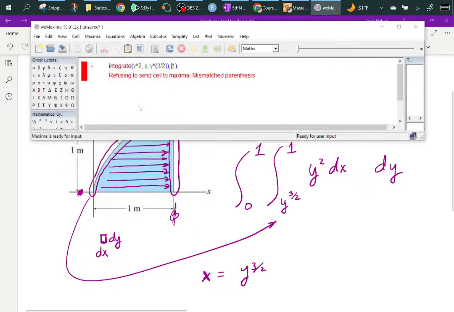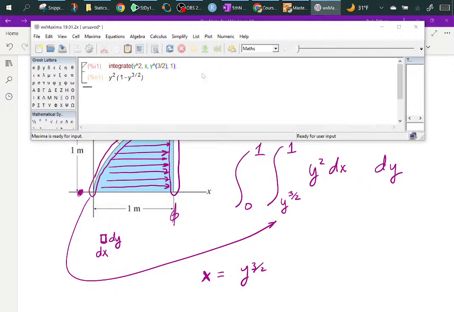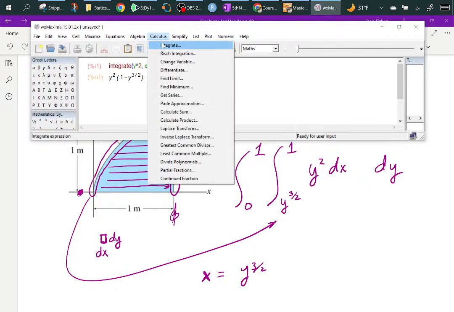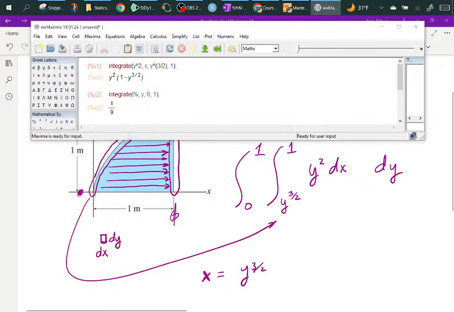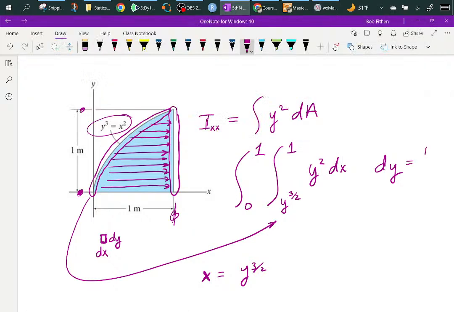Now watch what happens. Oops, I did that again. I need to watch that because it closes the parentheses for me. Okay, I get that. Now I'm going to integrate that with respect to y from 0 to 1. I'm going to integrate the previous value from 0 to 1. And I get 1/9.